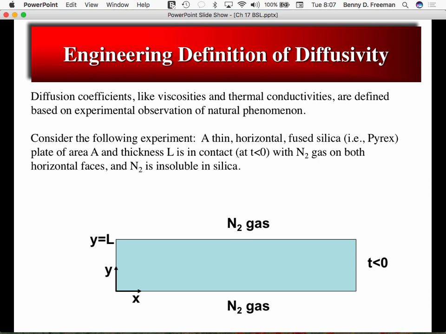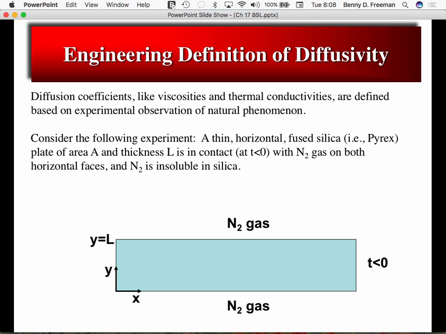So the important thing to understand is that like viscosity and thermal conductivity, diffusion coefficients for mass transfer were originally defined on an empirical basis, based on observations in the laboratory of natural phenomena. This is the way Fick formulated the laws of diffusion, as we'll see in just a few minutes. And so I'd like you to consider a simple experiment that can be used as a basis to understand how diffusion coefficients are defined.